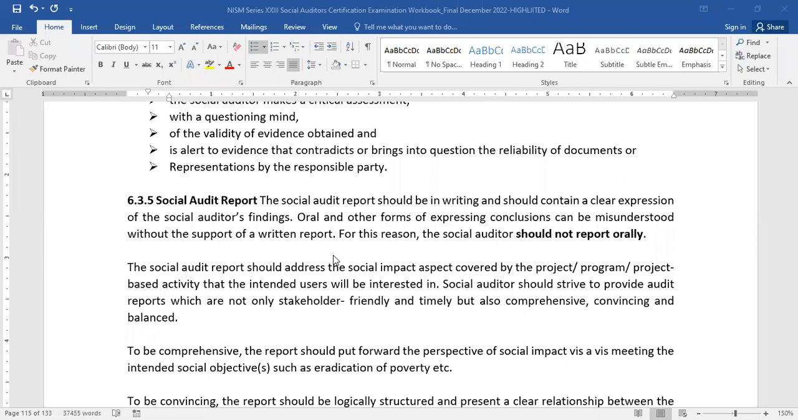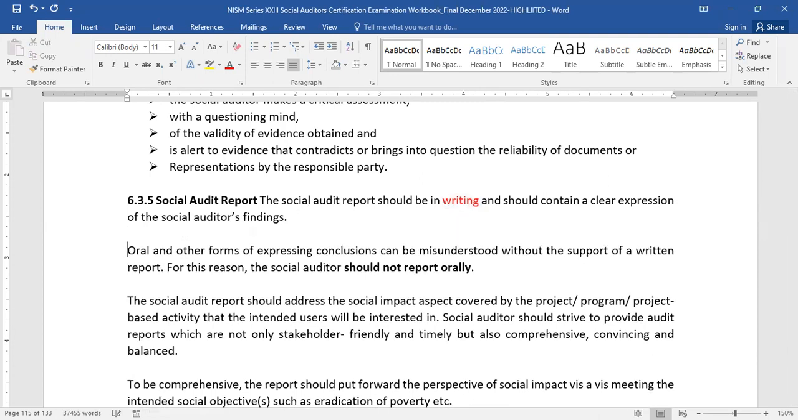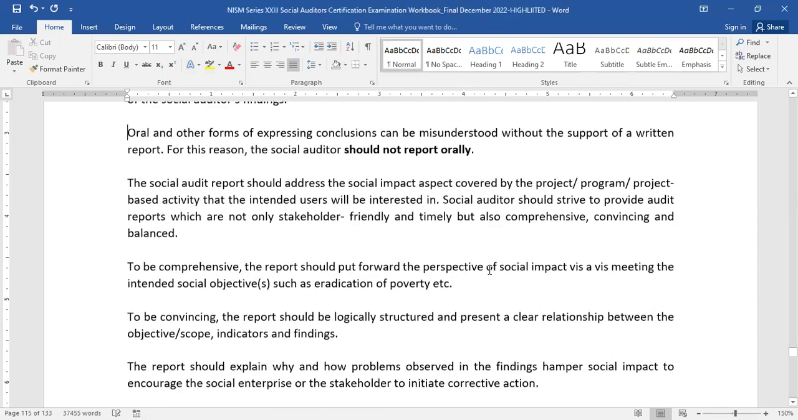So, इसके बाद social audit report. The social audit report should be in writing. तो वहां पर आपके पास क्वेश्चन में आ जाएगा कि ये ओरल कर सकते हैं क्या नहीं. Should contain a clear expression of the social auditor's findings. Oral and other forms of expressing conclusions can be misunderstood without the support of a written report. For this reason, social auditor should not report orally. So this is also a question.